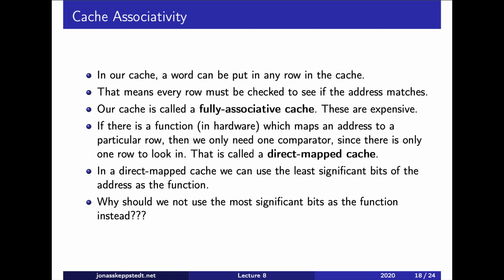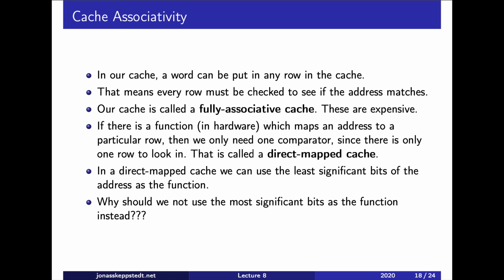And if we have hundreds of rows or thousands, then it will be too much waste of chip area to use so many comparators. I mean, this chip area could be used in a more clever way to make our programs faster. Okay, so what we can do instead is to limit the number of different places that we can put data.